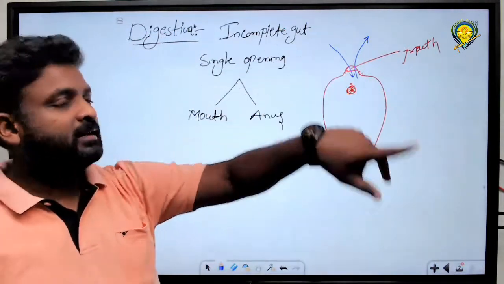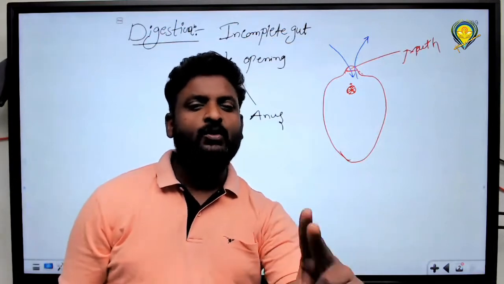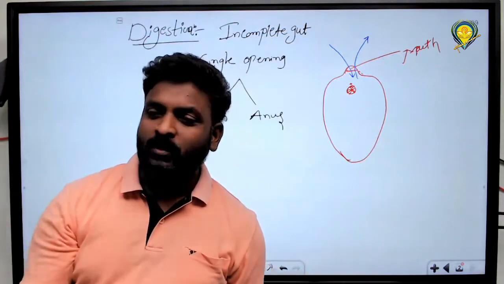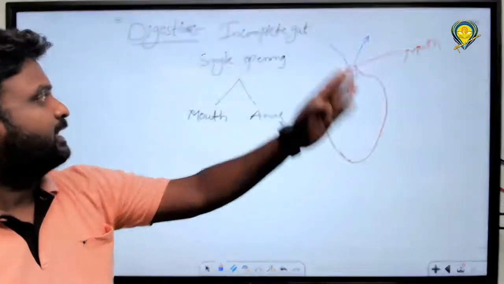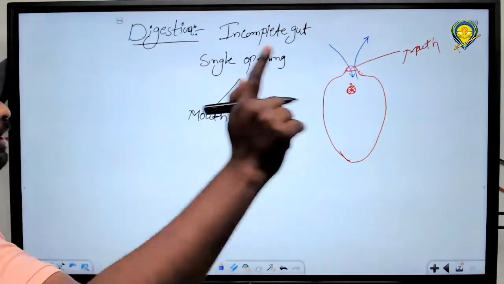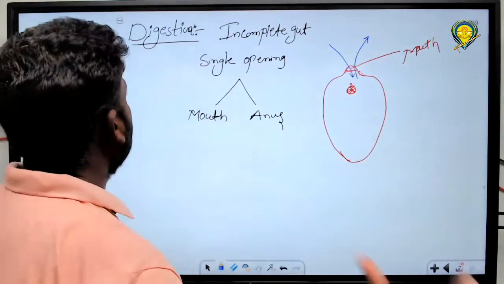This is called what? Incomplete gut or complete gut? Complete gut means having two openings: one for the mouth, another for the anus. But here that is not there, only one opening. Hence it is called an incomplete gut. The alimentary canal has only one opening, right? Another one is blind, meaning there is no opening, right?